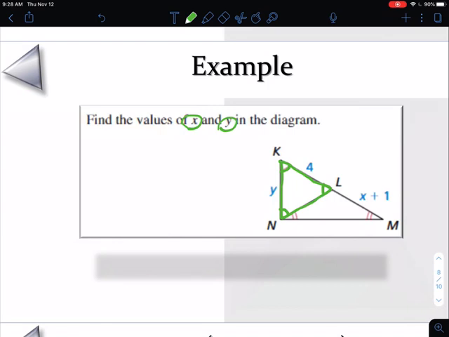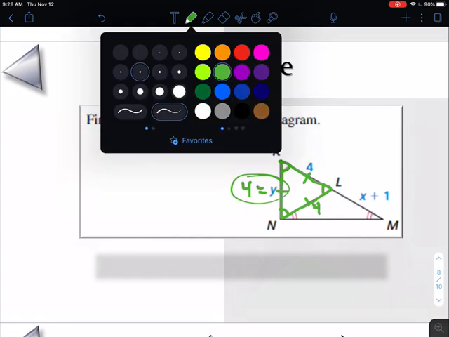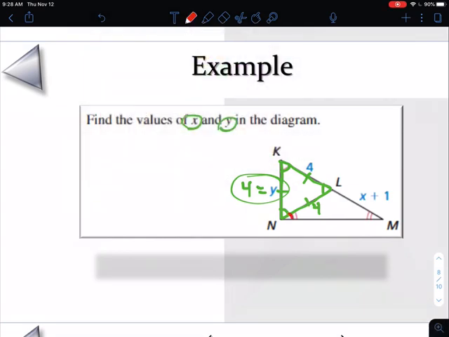Well, on that last slide, we just learned that if all three angles are the same, then all three sides must be the same, which means this side NL has to be 4, and this side KN must equal 4, which means y has to equal 4. So that's just knowing that the equiangular triangle is also equilateral, so all three sides have to be identical. Now, the other thing to take note of here is that they also tell us this angle LNM is congruent to this angle M over here on the right.